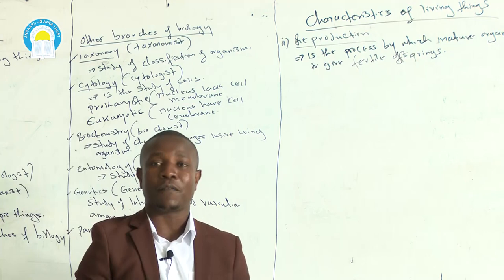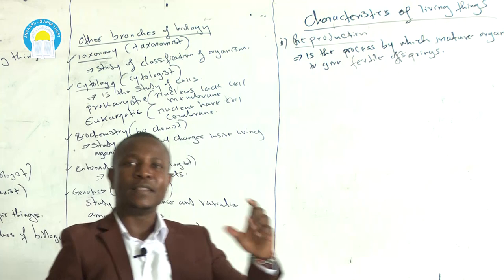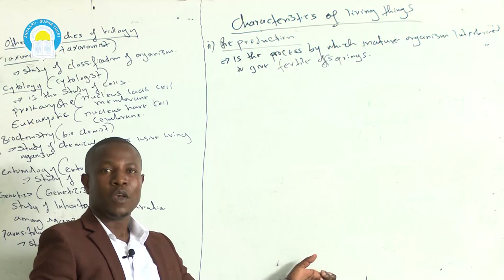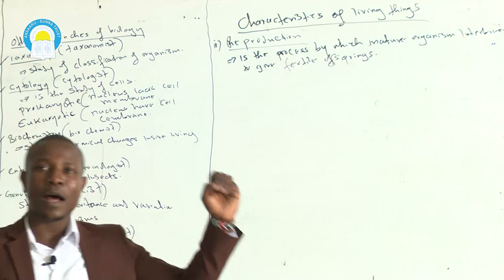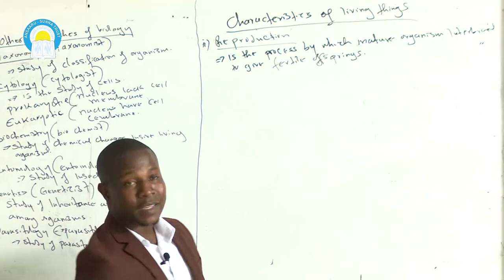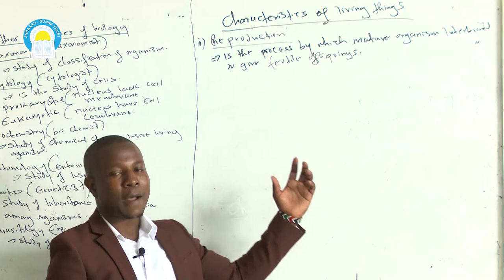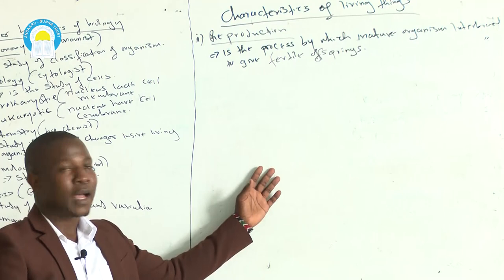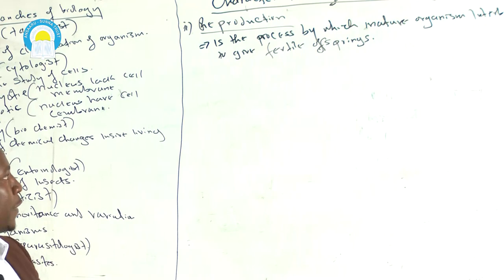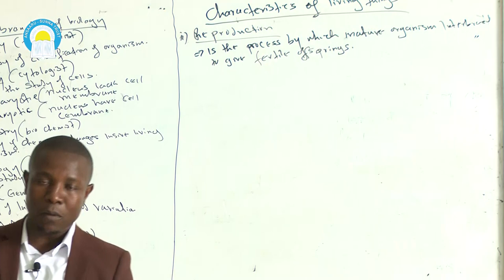When you talk about fertile offspring, it's the only offspring that came from the same species, e.g. human beings are Homo sapiens sapiens. So when Homo sapiens sapiens mates with Homo sapiens sapiens, they are able to give a fertile offspring. But we have organisms that can mate and they cannot produce a fertile offspring. Like we take a leopard and a lion. Leopard and lion belong to different species. So when they mate, they cannot produce a viable offspring, because they belong to different species.